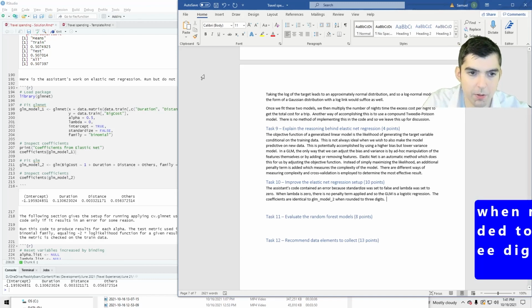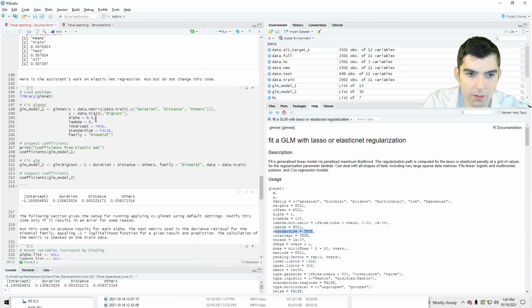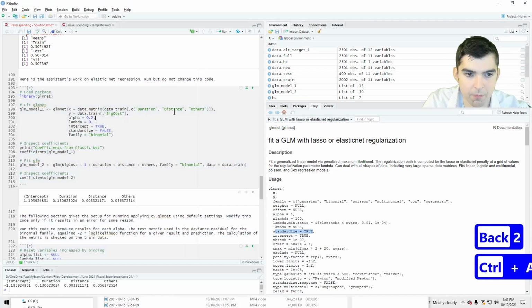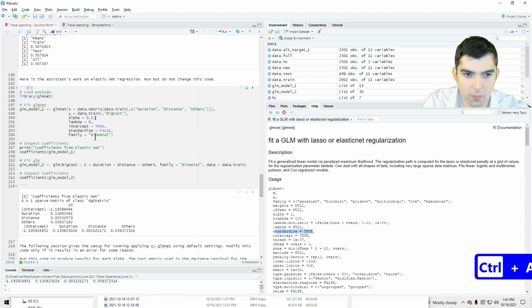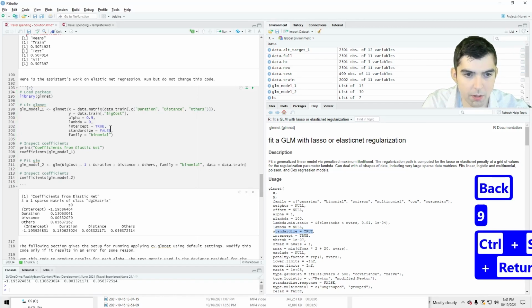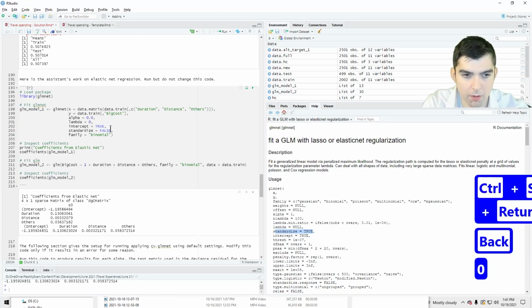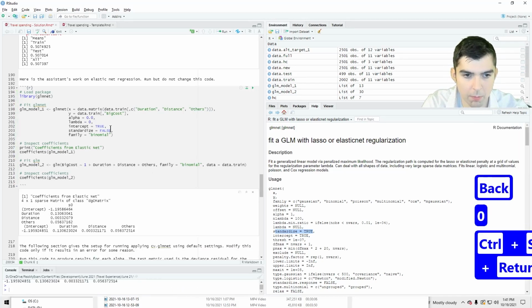And if you want to try something, and it says do not change this code, but if you just change alpha, I don't even think that this makes a difference, because it doesn't. See, this could be 0. It makes no difference.